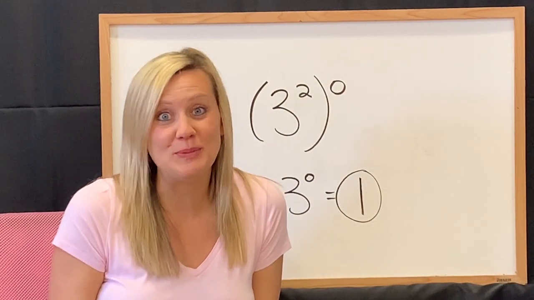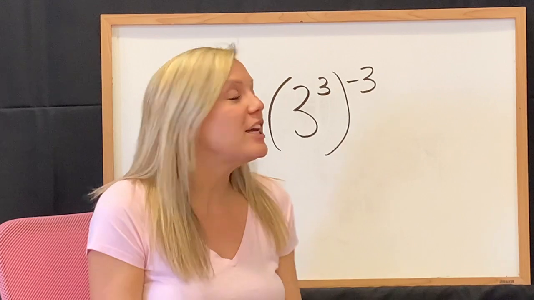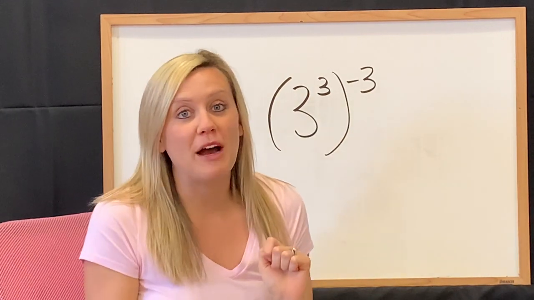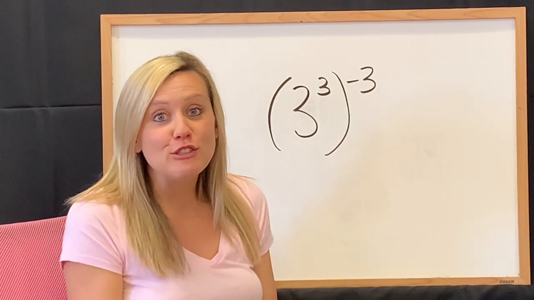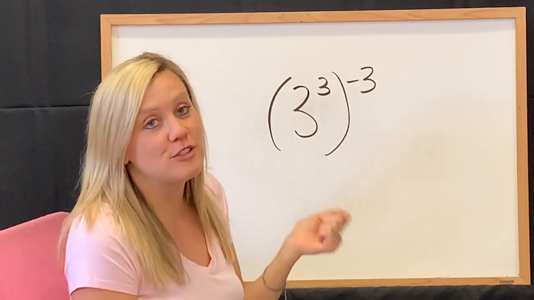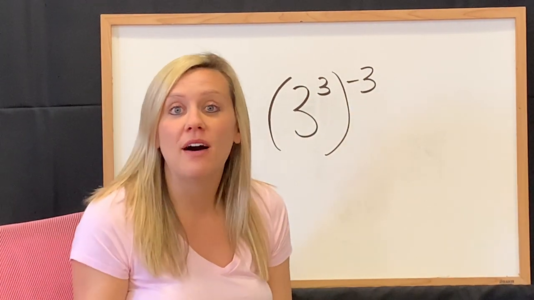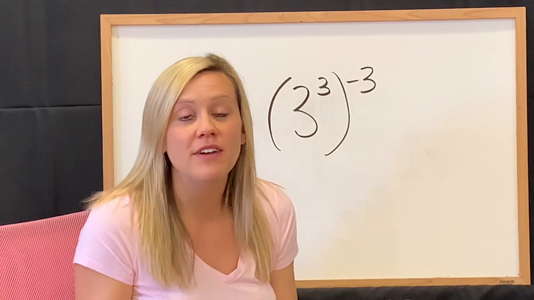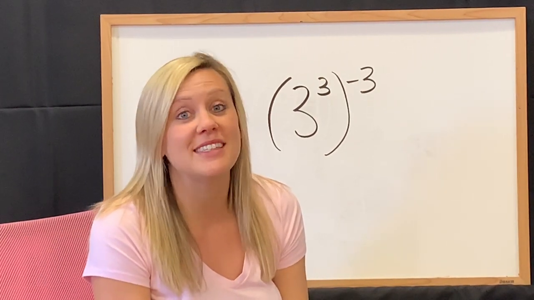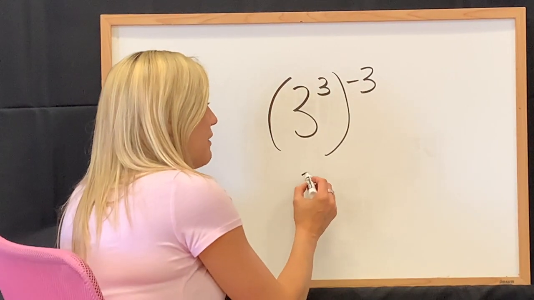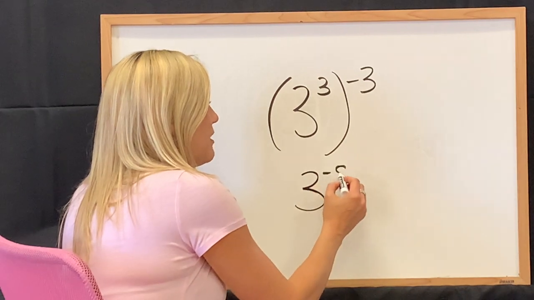Okay, let's do some more. Here we have 3 cubed to the negative 3rd power. So we are just going to take those two numbers right here and multiply them together. Remember, a positive times a negative is a negative. So 3 times negative 3 is negative 9. So I'm going to rewrite this 3 to the negative 9th power.